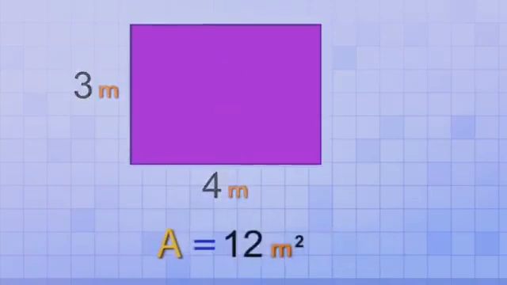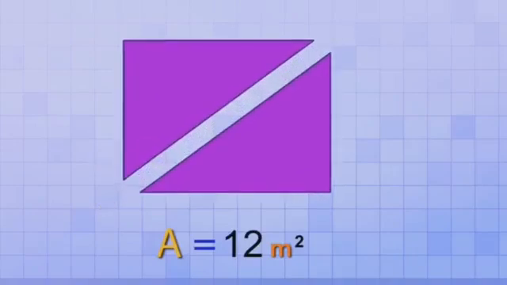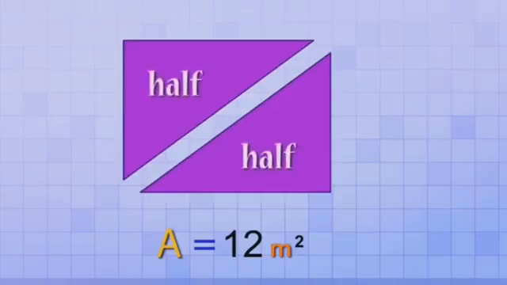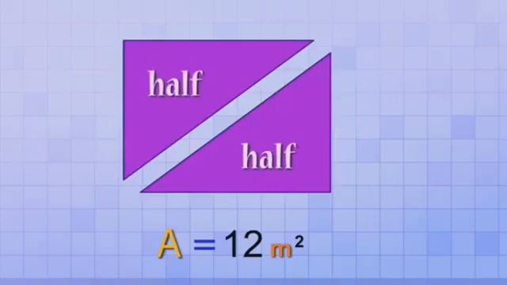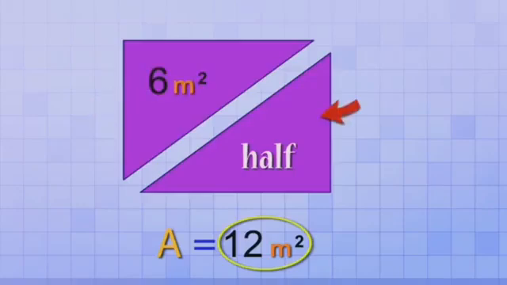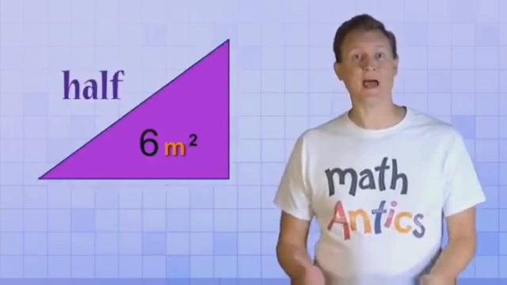But now, what if we were to cut this rectangle exactly in half along a diagonal line from opposite corners? It forms two triangles. And because each of these triangles is exactly half of the rectangle, that means that the area of either triangle must be exactly half the area of the rectangle. We already calculated that the area of the entire rectangle is 12 meters squared. So the area of this triangle must be 6 meters squared, and the area of this triangle must be 6 meters squared, since 6 is half of 12. Aha! So the formula for the area of a triangle should just be half of a rectangle.